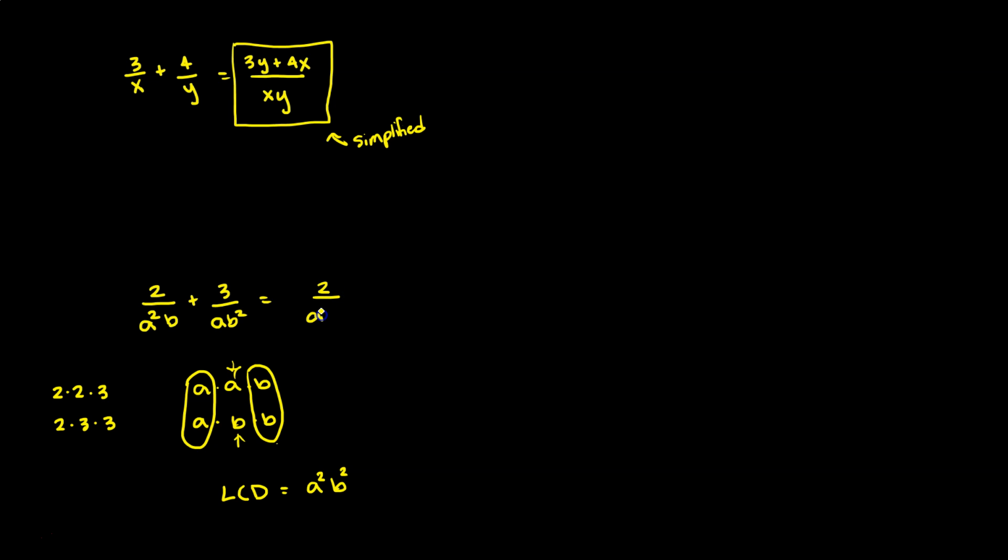So 2 over a squared b. If I want to turn that into a denominator with a squared b squared, notice that I'm missing a factor of b. So I'll multiply by b on top and bottom. That will turn that into 2b over a squared b squared. The second fraction, 3 over a b squared, it's missing a factor of a. So I'll multiply by a over a. That would become 3a over a squared b squared.